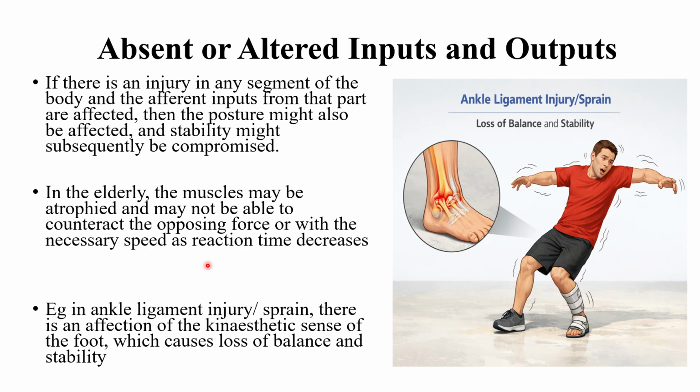Just to give an example of an injury, if there is an ankle ligament injury, the proprioceptors inside those ankle ligaments can get affected, thereby affecting the kinesthetic sense of the foot. That means position as well as movement. This kinesthetic sense can get affected, thereby causing further loss of balance and stability, thereby affecting the posture.